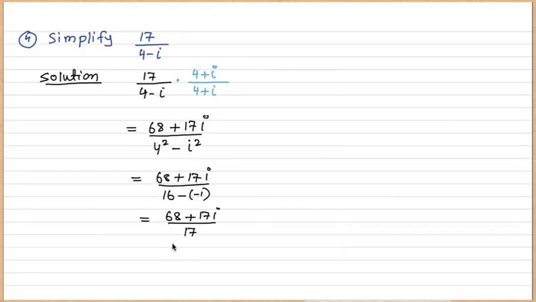Now, when you write the answer for a complex number, we write it in the form a plus bi. So we separate the real part, which is 68 over 17, then plus 17i over 17. You can see that 68 divided by 17 is 4, and 17 divided by 17 is 1. So 1 times i, that is i. So the result here is 4 plus i.